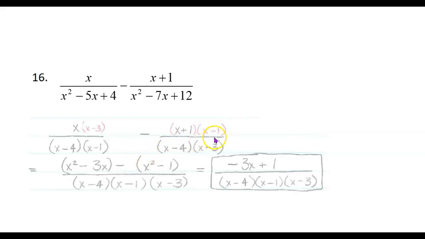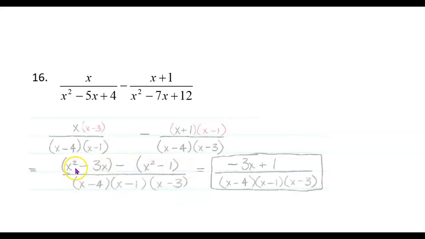And then in the second fraction, I multiply by that missing factor of x minus 1 on top and on the bottom, which gives me x plus 1 times x minus 1, or if you multiply that out, that's x squared minus 1 over x minus 4 times x minus 3 times x minus 1 on the bottom. So now that they have the same denominator, keep that same denominator and combine the numerators.